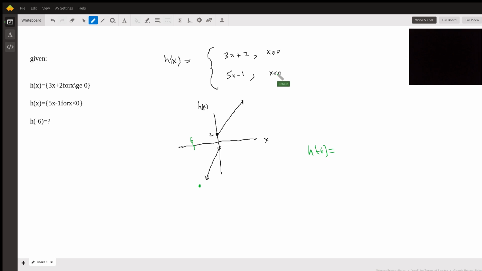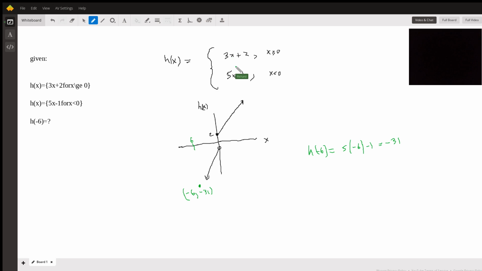-6 is less than 0, and so we're going to have 5 times -6 minus 1. So that's going to give you -31. So it's way the heck down there. -6, -31. Which is pretty much what you expect from the quick sketch that you did. So it's a nice, easy problem. Get used to the idea of working with piecewise functions.